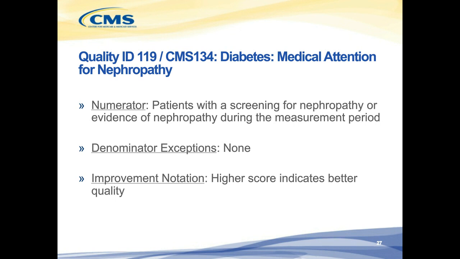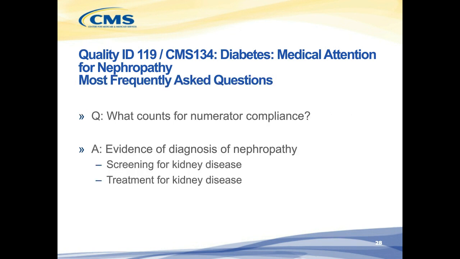because again, we're looking for good care where there's attention paid to the patient's kidney care at least once during the year. So when you see it, that's a numerator hit, and that means your score goes up, which is what we want to see for this measure. The main question we get about this, and it can break into a lot of different questions, is what counts for the numerator, for qualifying for the numerator.